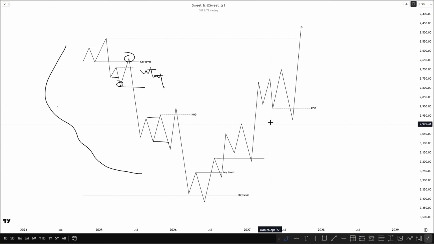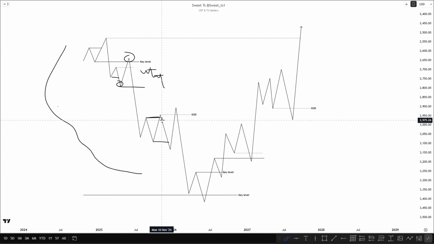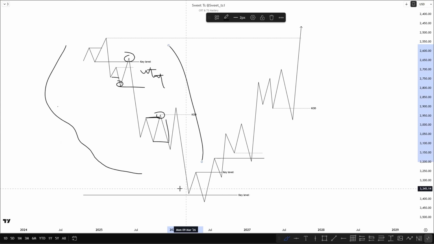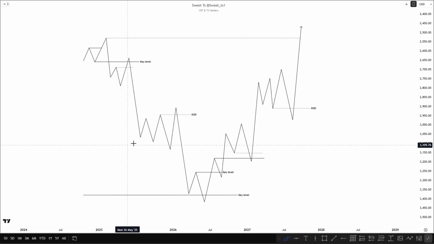Rejecting highs, breaking lows, until we reach the liquidity pool or the key level. Then after the reversal, we have a target. So there is also the same thing here, basically. Right, now let's go more deep, a little bit deeper.